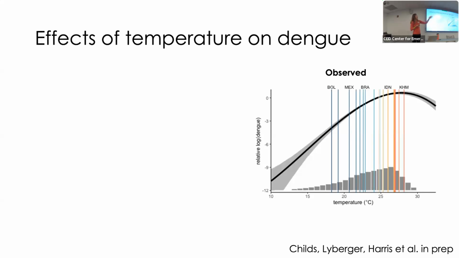In the bars, we're just showing the average temperature across the countries in the data set, highlighting Bolivia being the coolest temperature in the data set, Mexico, Brazil, Indonesia, and, I can't remember what KHM stands for, as being the warmest temperature, Cambodia, there it is. So this is our estimated functional relationship from our panel regression model.